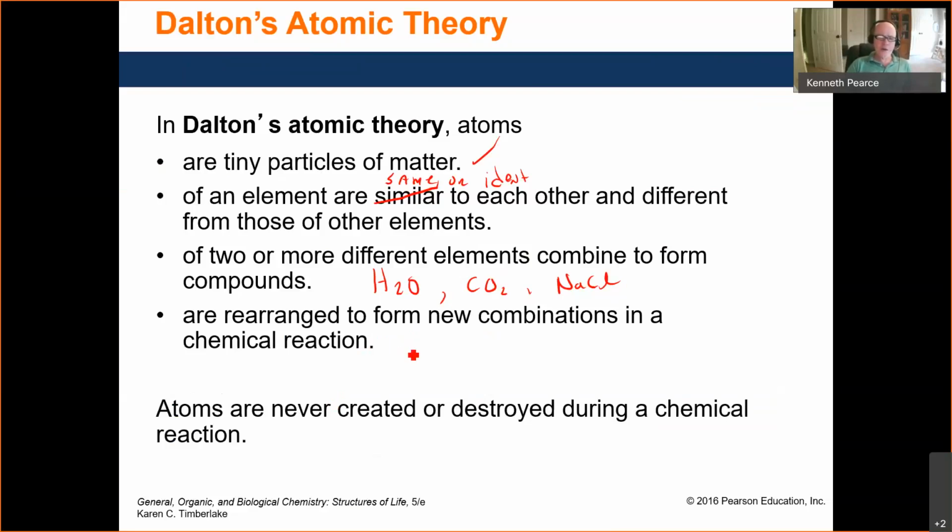Basically, what this is saying is when we're doing chemical reactions, we're really just moving atoms around. That's all we're doing. We're breaking bonds and making new bonds. But whatever atoms we started out with, we end up with in the end, as new compounds.